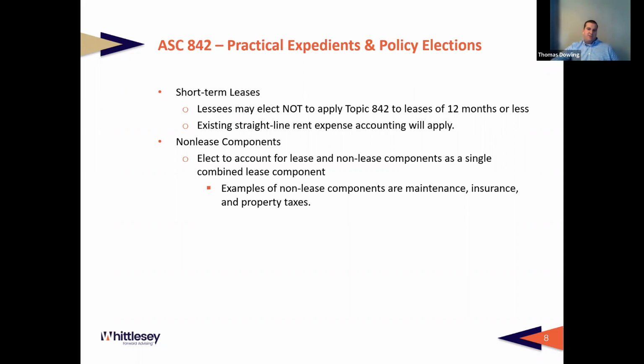So for example, if you have a lease with a $5,000 monthly rent payment and a $500 monthly CAM charge, your common area maintenance charge, this election would allow you to treat it as a single combined lease component of $5,500. If you did not make this selection, you would simply use your fixed monthly payment of $5,000, but spend more time documenting and breaking out all those different lease components.